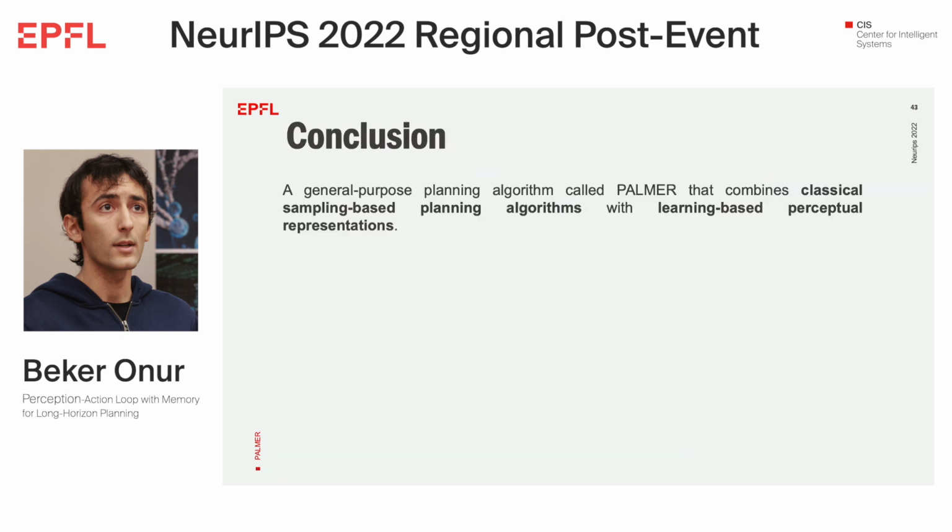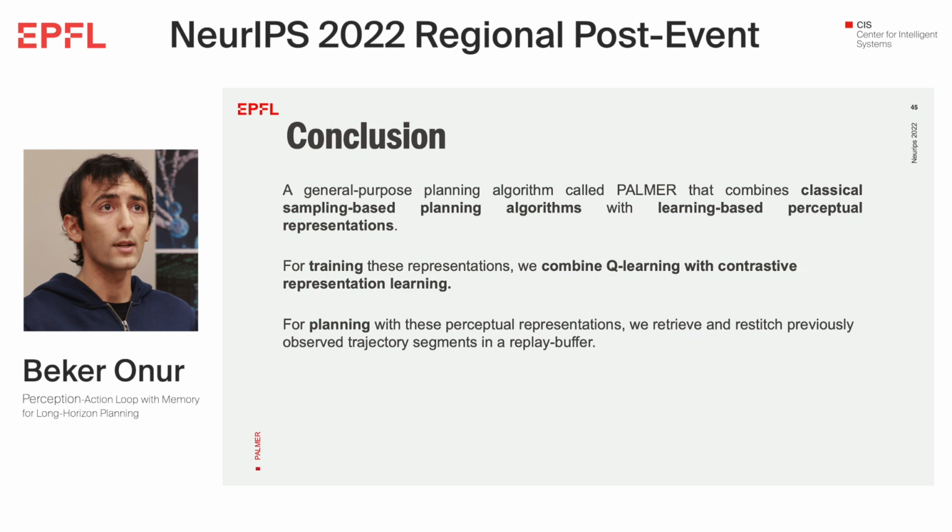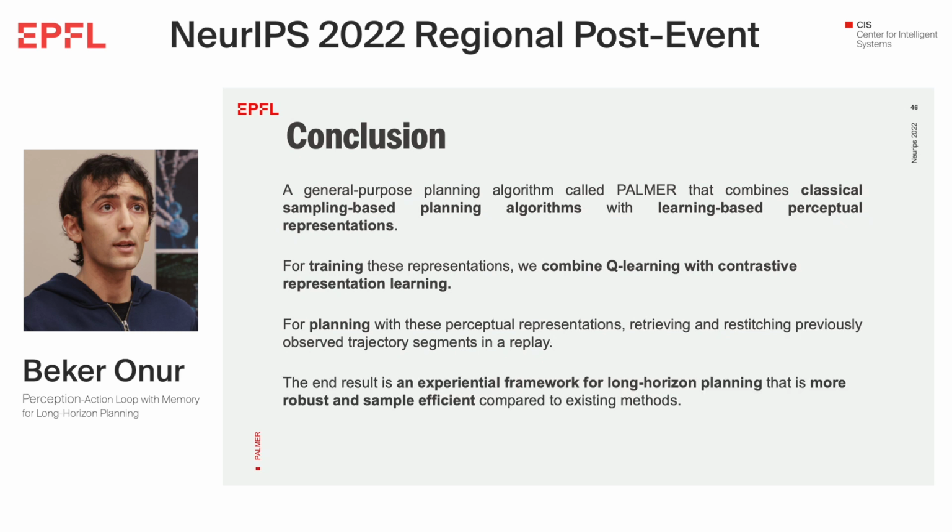To conclude, we presented a general purpose planning algorithm that combines learning-based perceptual representations with classical sampling-based planning algorithms. For training these representations, we combined reinforcement learning with representation learning. And for planning with these perceptual representations, we modified sampling-based planning algorithms so that they retrieve and restitch trajectory segments. The end result is an experiential framework for long horizon planning that's more robust and sample efficient compared to existing methods.